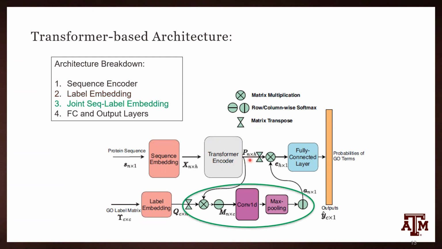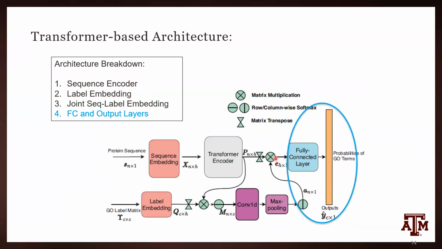After that, both the sequence hidden state and the label hidden state will go into a joint sequence label embedding framework. This framework consists of a matrix multiplication layer, a 1D convolution layer, and a max pooling layer. The output of this framework will go back to reweight the sequence hidden state. Such reweighted hidden state will go to a fully connected layer and eventually into an output layer. In the output layer, we use a sigmoid function to convert the predicted score into a predicted probability so that it is between 0 and 1.